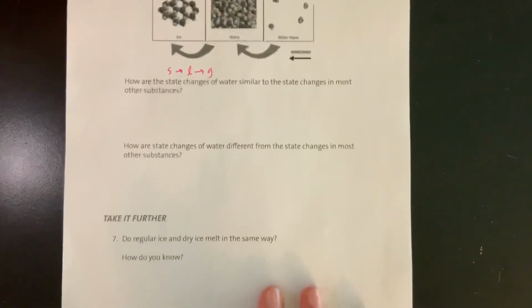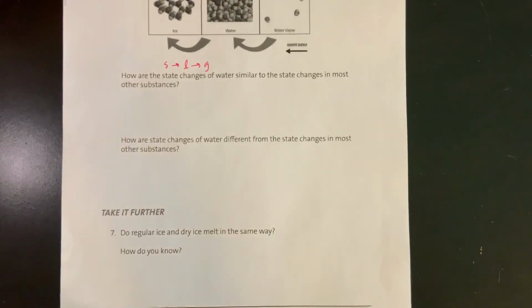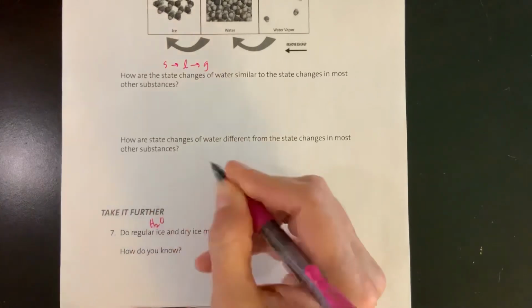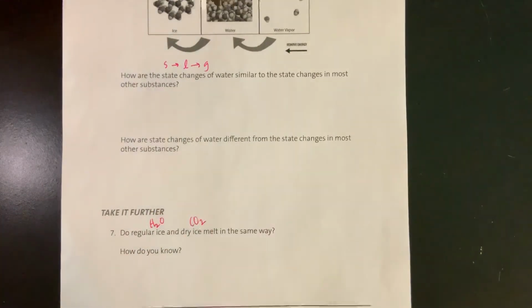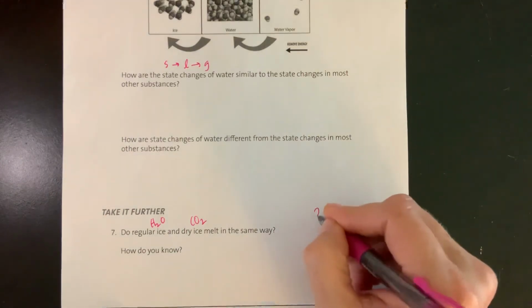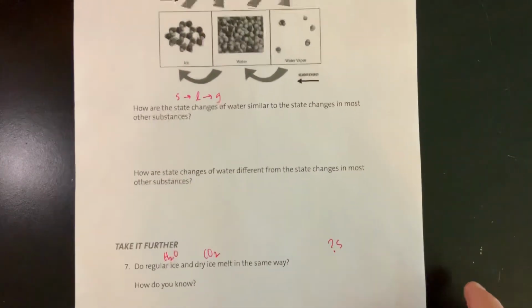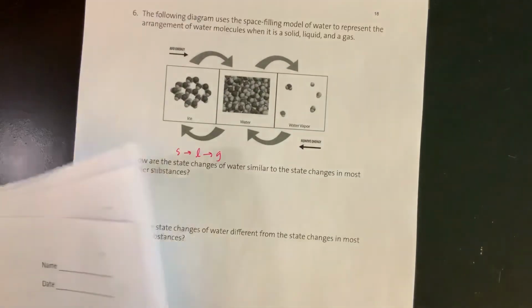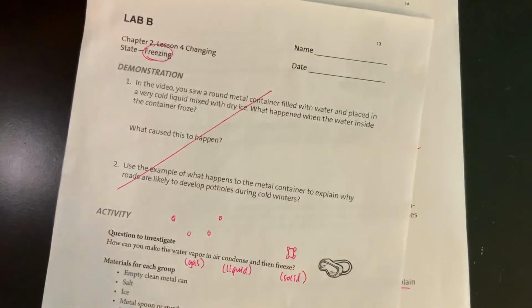And then finally, we always want to have curious questions, right? So think about regular ice, that's H2O, compared to dry ice, which is carbon dioxide. Do those melt in the same way? You might watch a video of dry ice if you haven't been around any lately. But are those going to be the same, or are they going to be different? And give some observations with that. And also, if you have any other questions, add those on here as well. So that is your freezing and melting experiments.